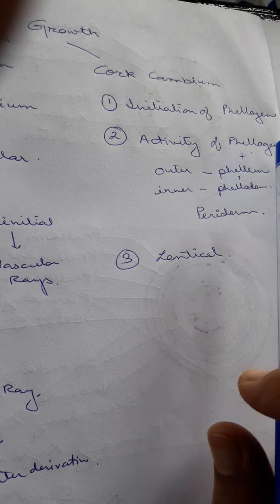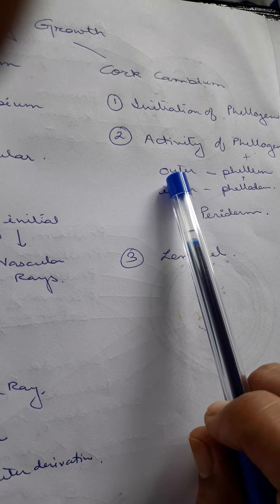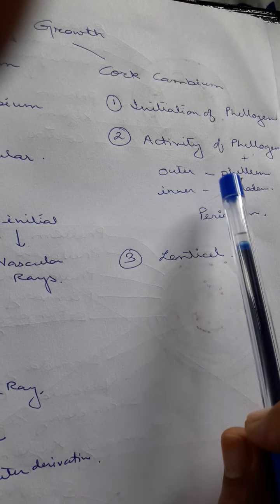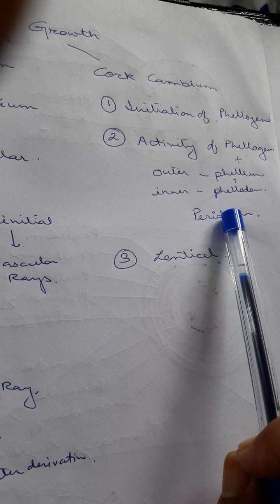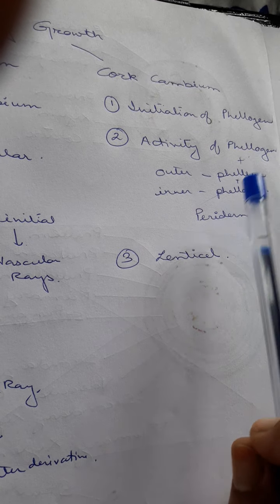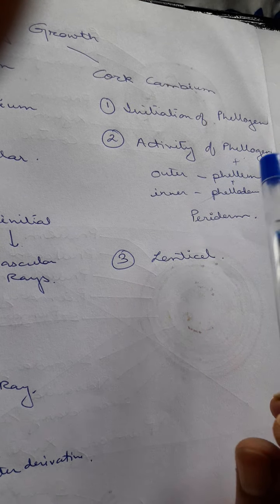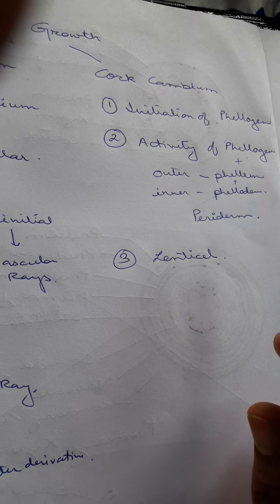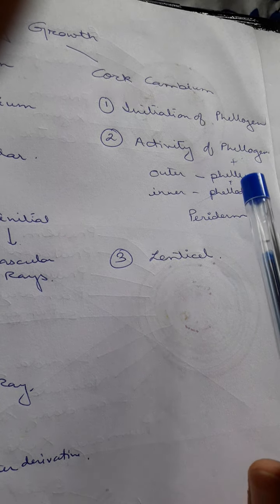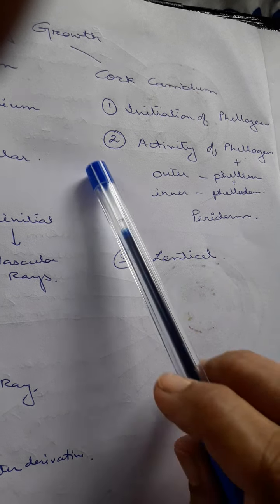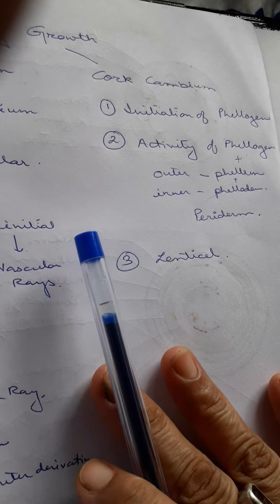These phellogen cells divide, and towards the outer side they form a layer that is known as the phellem, and towards the inner side, that particular layer is known as the phelloderm. So these cells divide and form two layers, one towards the outer side, the phellem, and towards the inner side, the phelloderm. And now phellogen, phellem and phelloderm together are known as the periderm. So this is the activity of the phellogen.